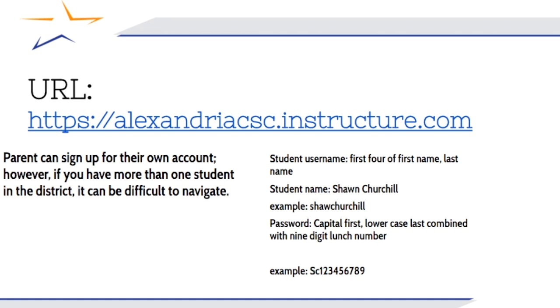So first off, you'll need to go to the following URL, alexandriacsc.instructure.com. I would suggest bookmarking this so you can get to it for easy access. There's a couple of ways that you can go through Canvas as a parent. The first one, when you click on the URL, you will see a little flag in the right-hand corner that says click here for parent access.